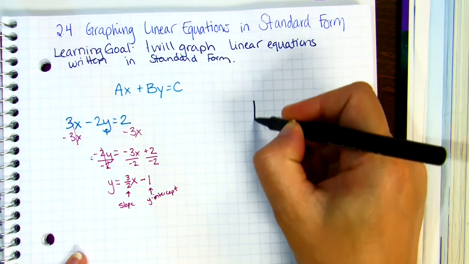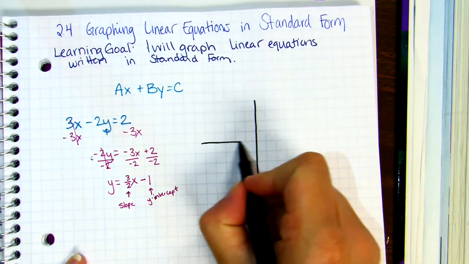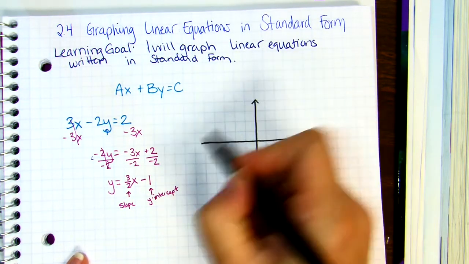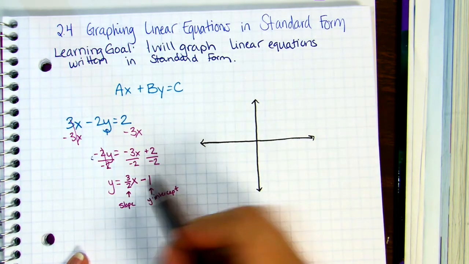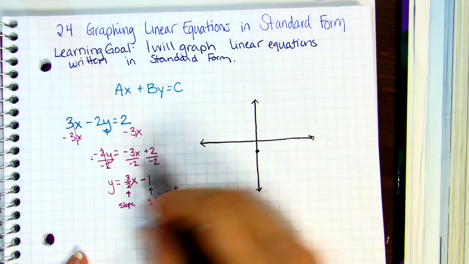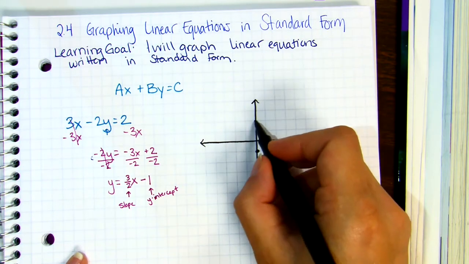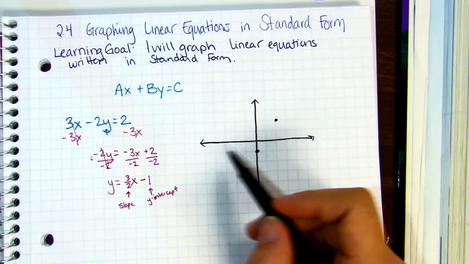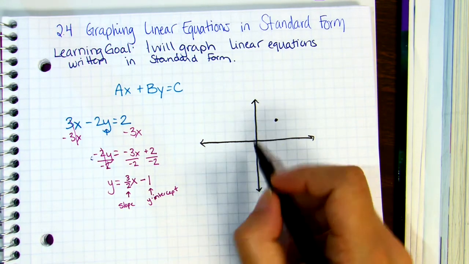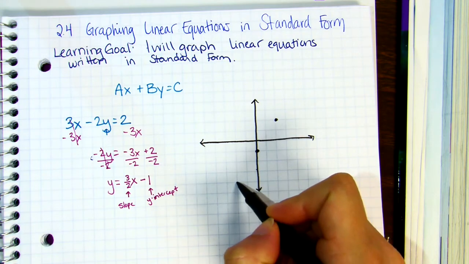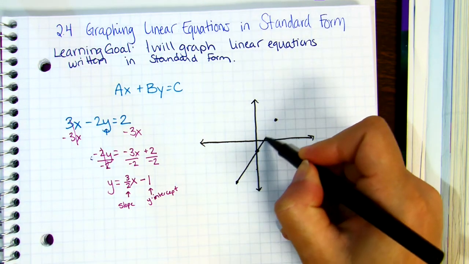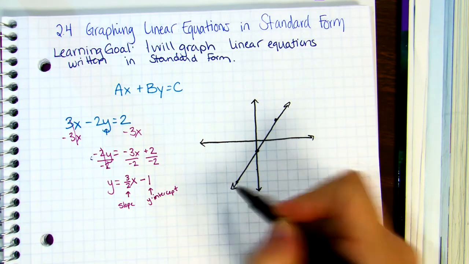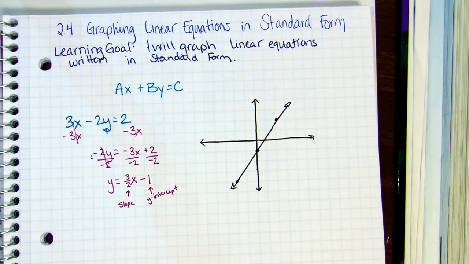I draw my coordinate plane. I start at -1, so down here, and I go up 3 over 2. 1, 2, 3 over 2. When I'm counting, remember I can also count backwards, but if I'm going backwards, I need to go down instead of up. So I go down 1, 2, 3, back 2, and there is my line. So that's one way that you can graph in standard form, and that will always work.